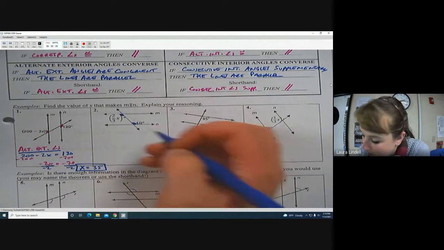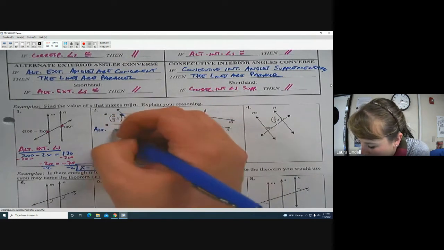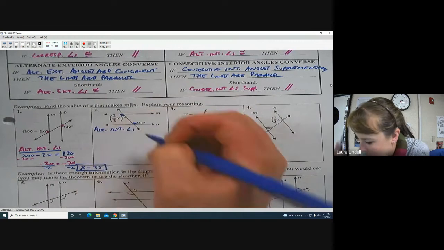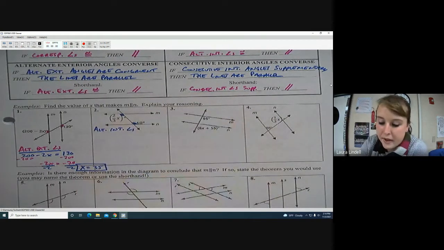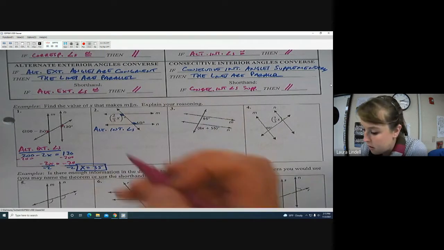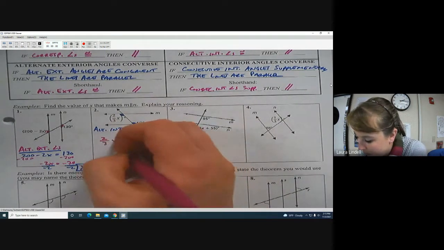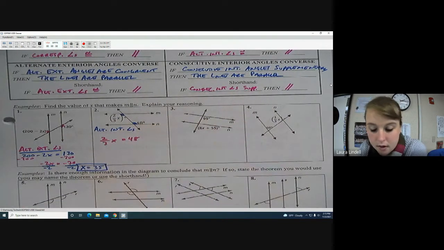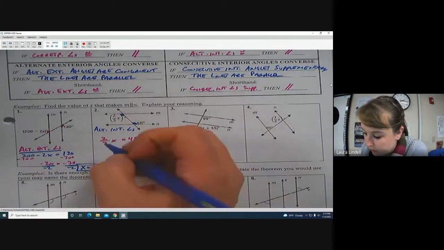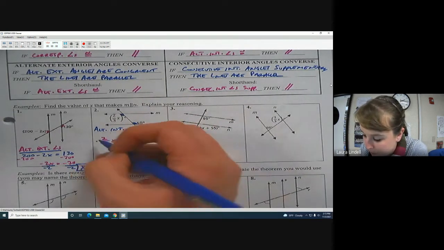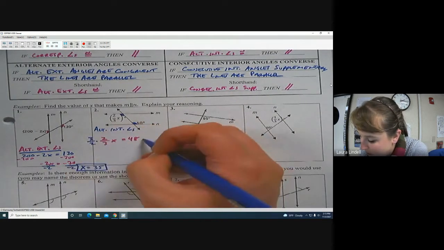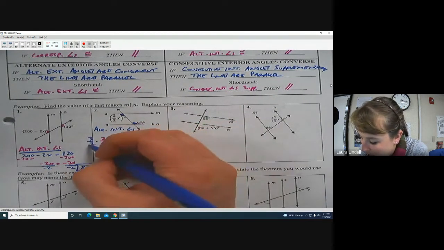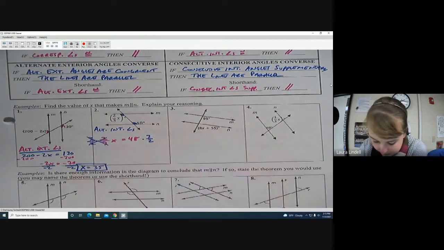Alternate interior. So I'm going to write that down real quick. Alternate interior angles, so that we know. And since they're alternate interiors, we need them to be congruent to one another. So I'm going to go 2/3 x equals 48. Now to get rid of that fraction, you can just flip and multiply here on both sides. So I'm going to multiply by 3/2 times 3/2. That cancels the fraction. And then we go 48 times 3 divided by 2.